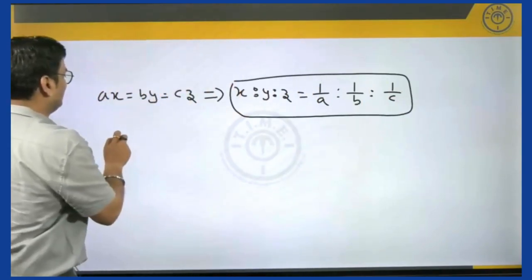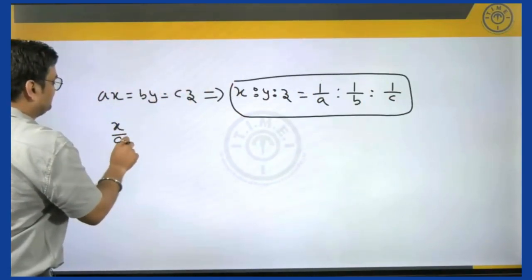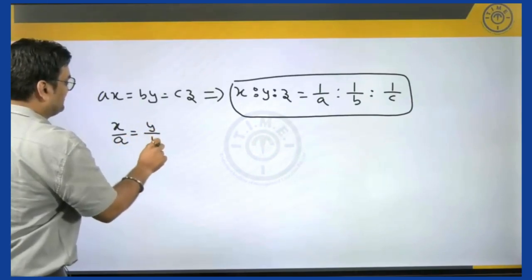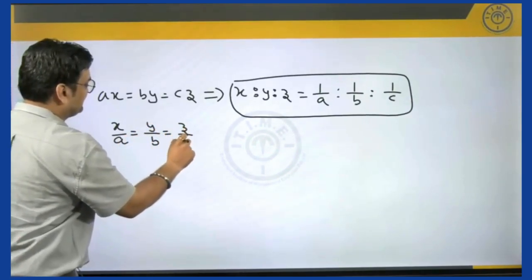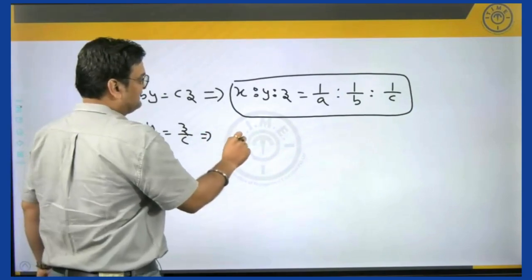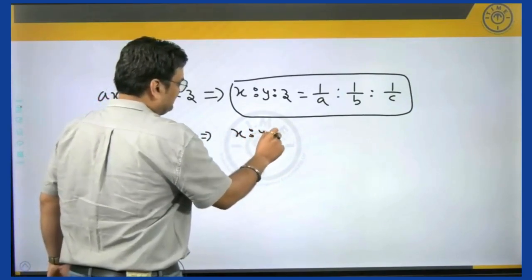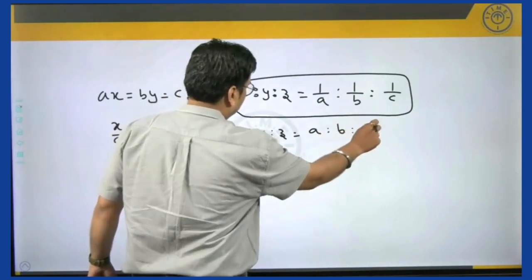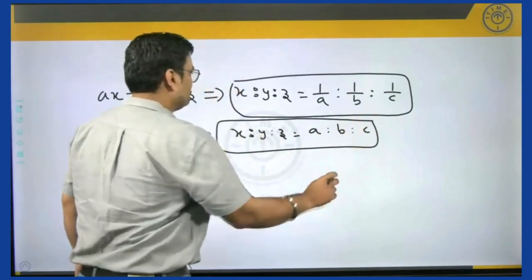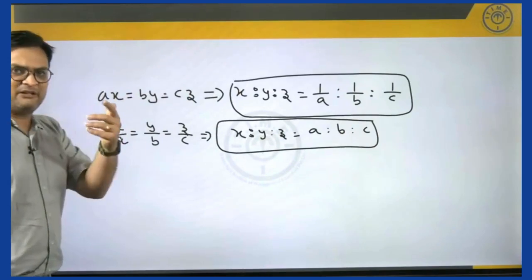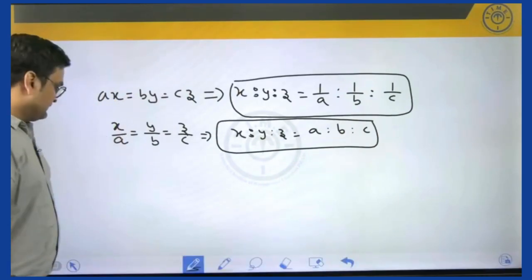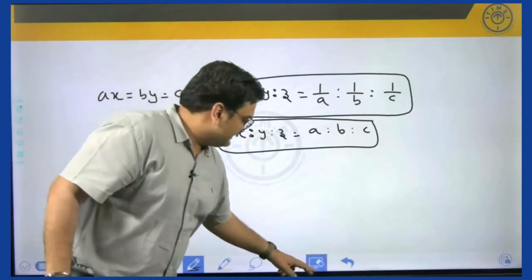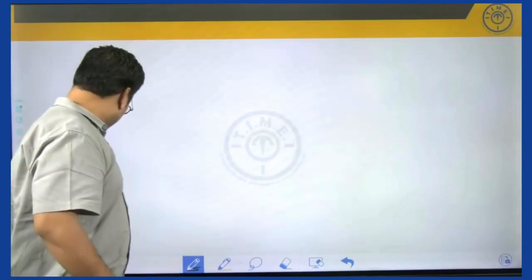And similarly, if you have X by A same as Y by B same as Z by C given to you, in such a case the ratio can be directly calculated as A is to B is to C. So these are 2 rules that we can maybe make a note of, right? Now let's quickly try out these rules on the problem given.